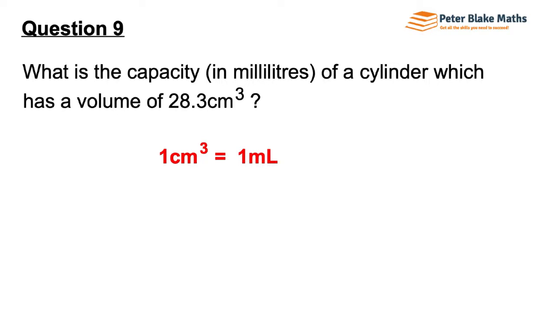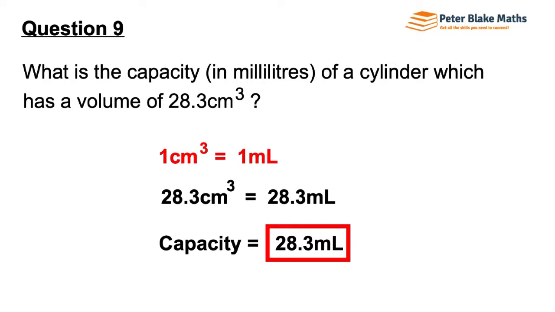It's just 1-to-1. So we've got in the question 28.3 centimeters cubed, so we'll have 28.3 milliliters. So if we have a space, or a volume, of 28.3 centimeters cubed to fill up with water or milk or anything like that, we'll have a total capacity of 28.3 milliliters of that substance. So final answer, 28.3 milliliters.